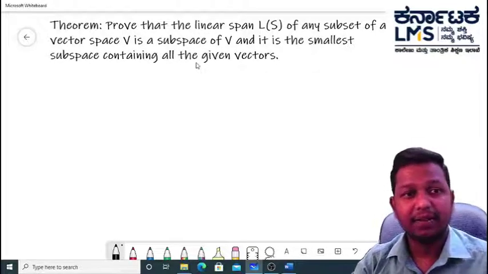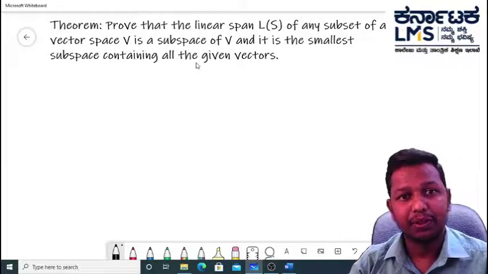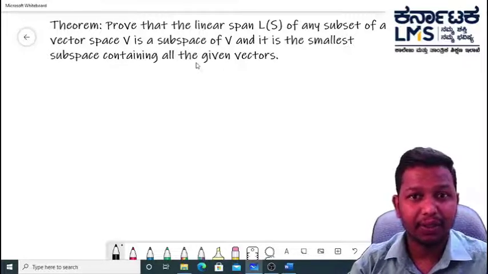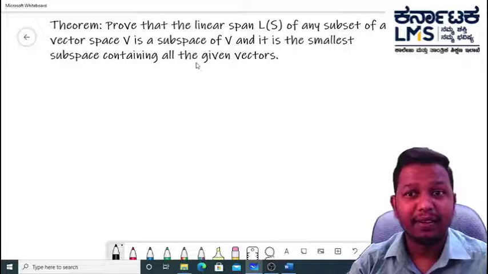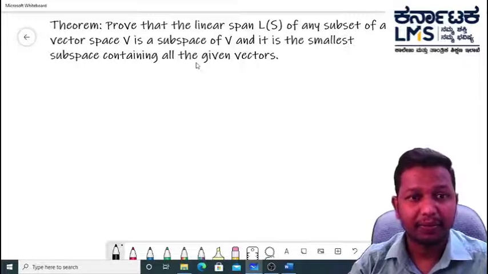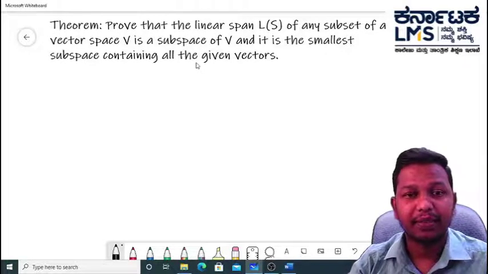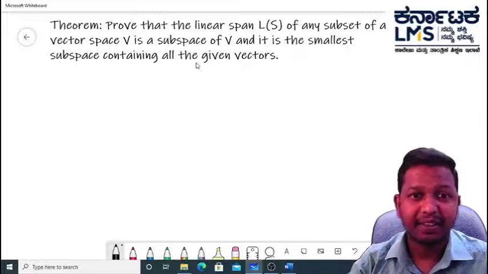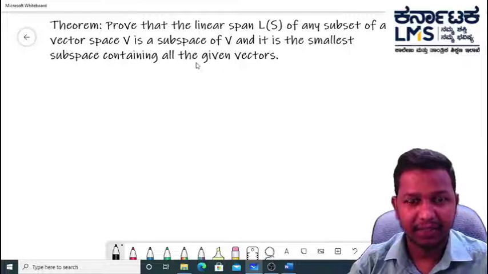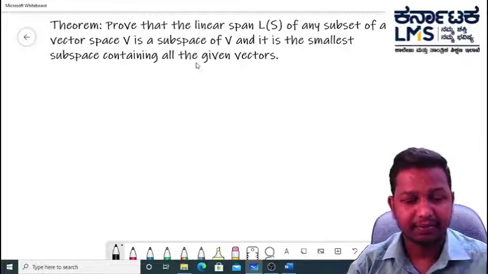The statement of the theorem is like this. Prove that the linear span of any subset of a vector space V is a subspace of V, and it is the smallest subspace containing all the given vectors.